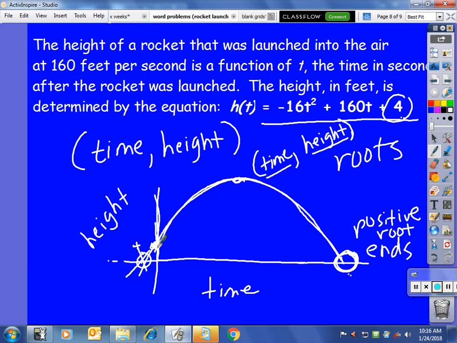Okay, so the y-intercept is usually where it starts. The x-intercept, the positive x-intercept, is usually where it ends, where it lands. The vertex is the time it takes to get there and how high it's going to get. And then I can ask you a variety of other questions as well. So are you ready to do some problems?